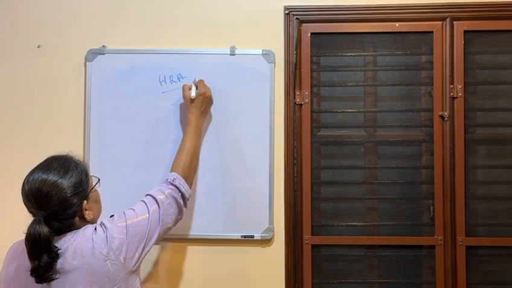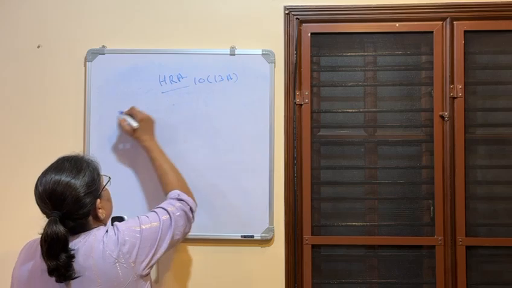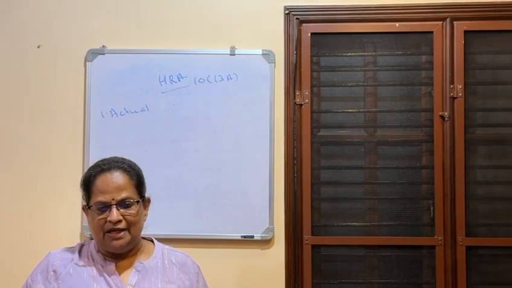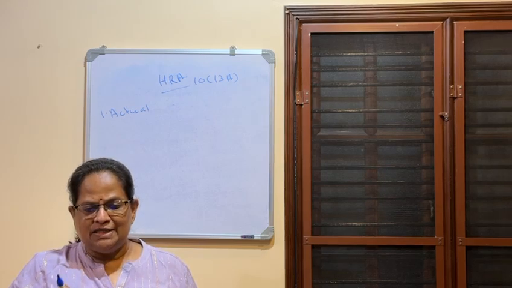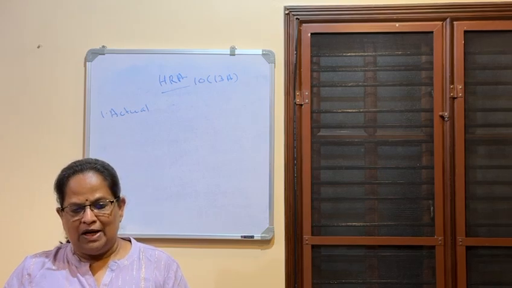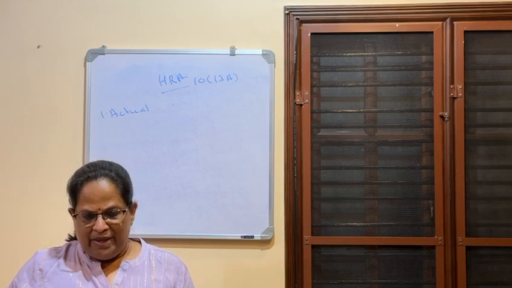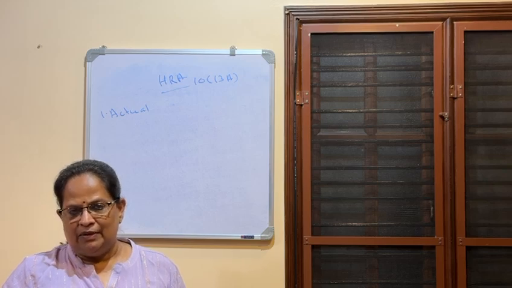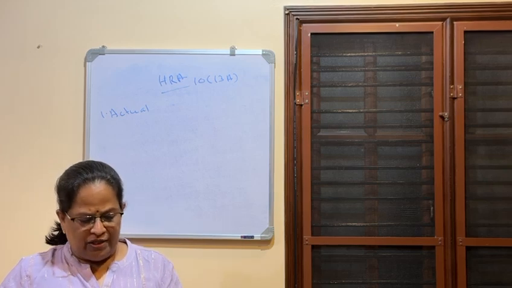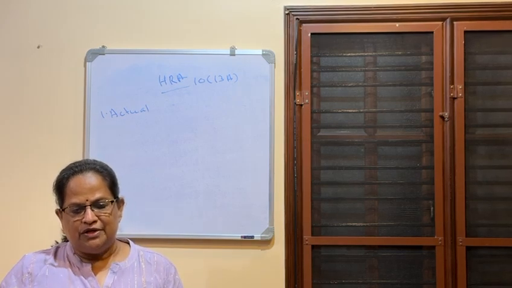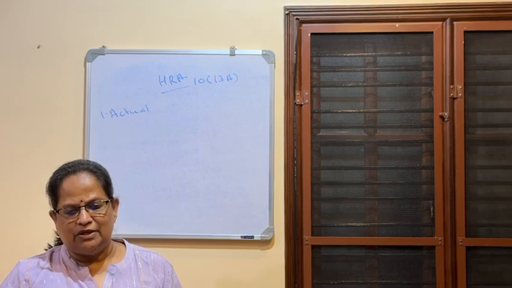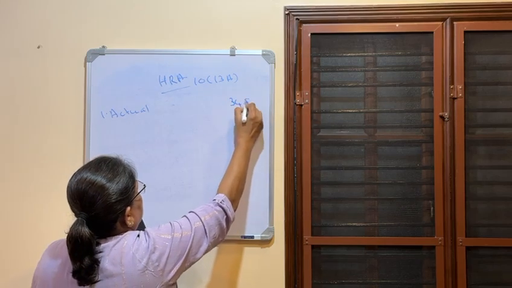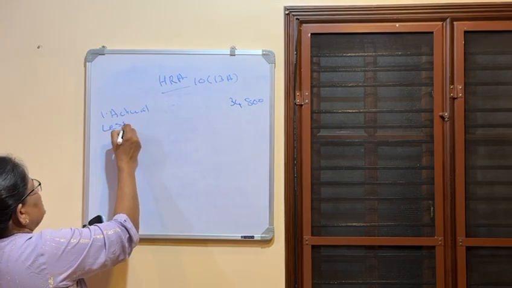HRA under section 10(13A). Actual HRA received is 20% of salary. So 20% of 1,74,000. Here 1,74,000 you have to remember. Pay is 12,500, and in that DA 2,000 is entering into retirement benefits. So 14,500 into 12 is 1,74,000. So here actual HRA received is 34,800. We exempt the least of the following.